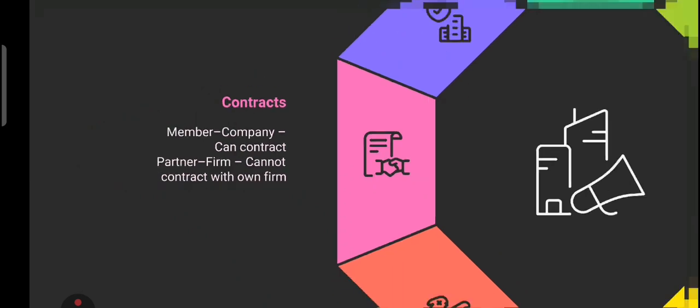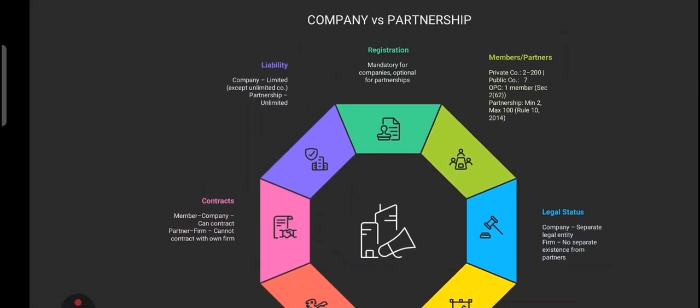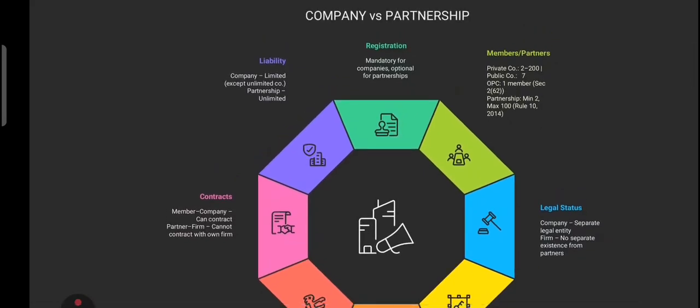So basically this entire comparison helps you understand, right, the best way to understand the difference between company and partnership. And at the time of examination, if you see this particular slide, you will be able to recall every fact regarding the difference between company and partnership.